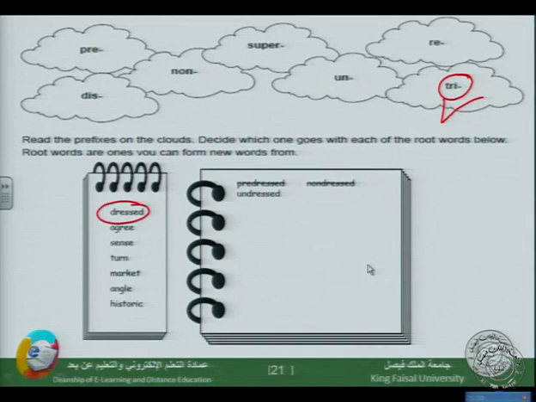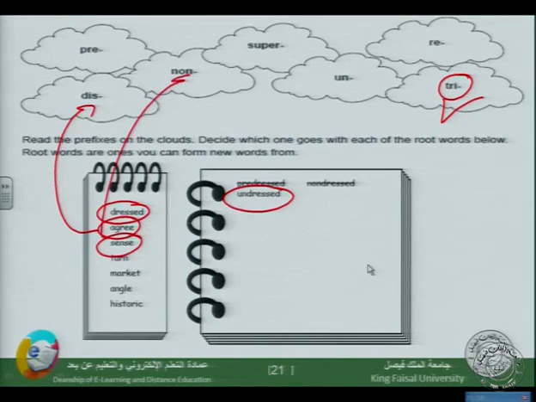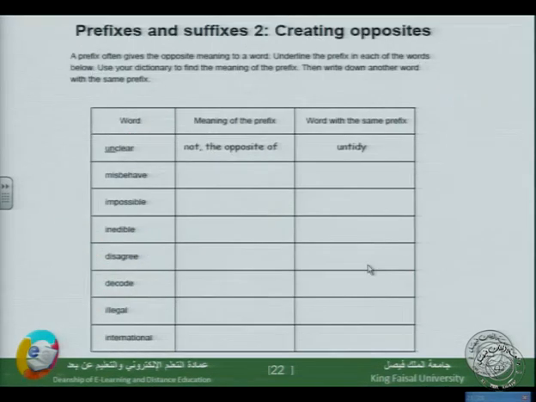Like the word dressed, it takes, like we say, undressed. Agree, we took it, it goes with disagree. Sense, it goes with nonsense. So you need to do turn, market, angel, and hysteric by yourself. You can use the dictionary to check if your answer is correct or not.